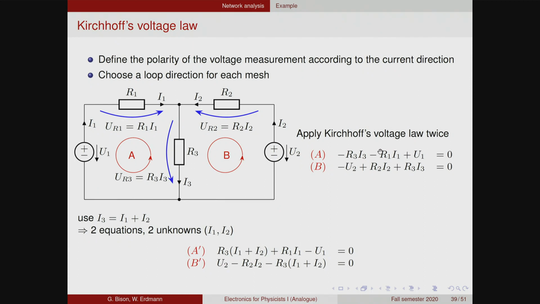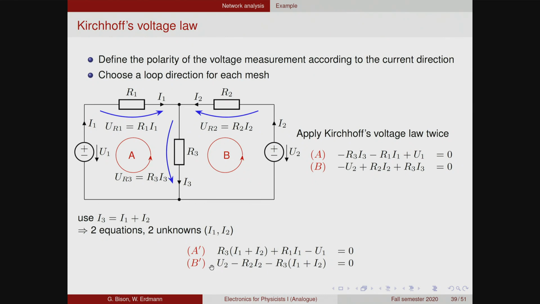This gives us an equation describing the voltages in this mesh. And in the other mesh, we do the exact same thing and get a very similar expression. Now, we use the result that we achieved on one slide before in order to replace current 3 with current 1 and 2 and get this system of equations.